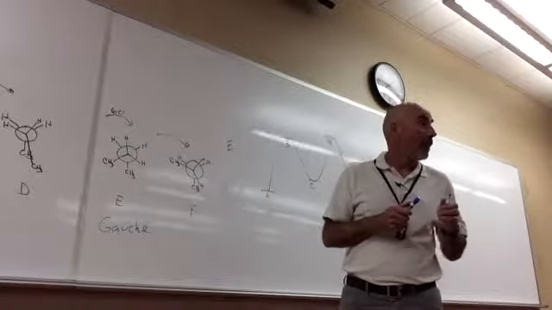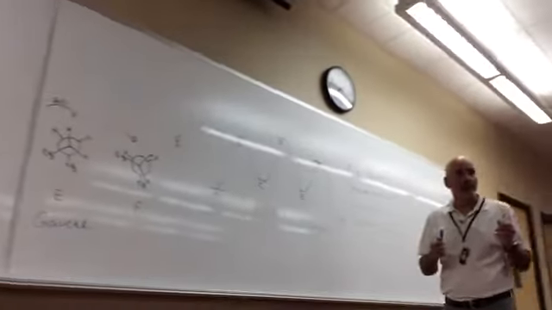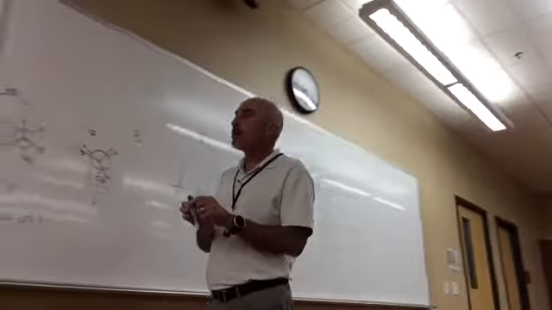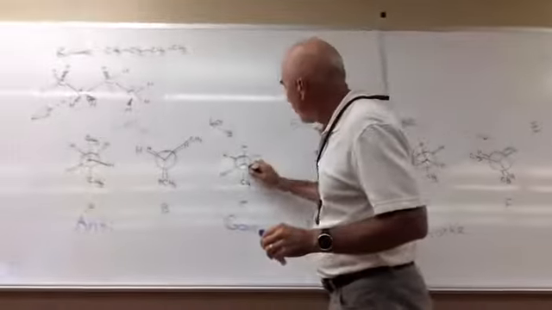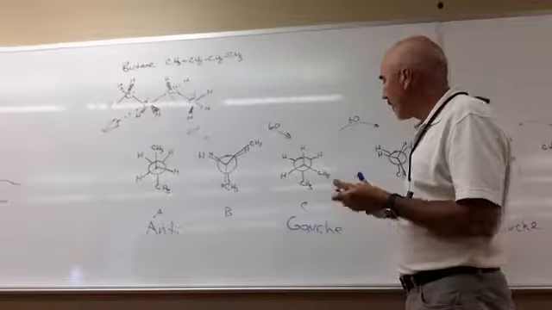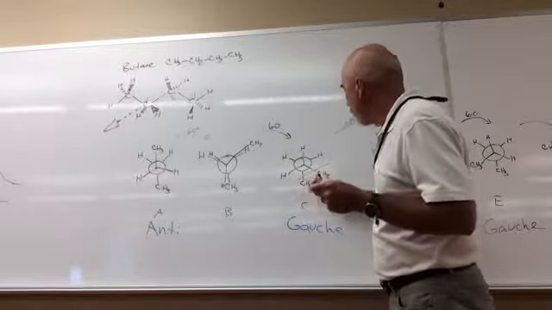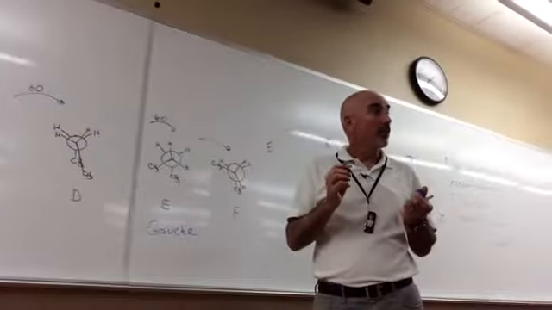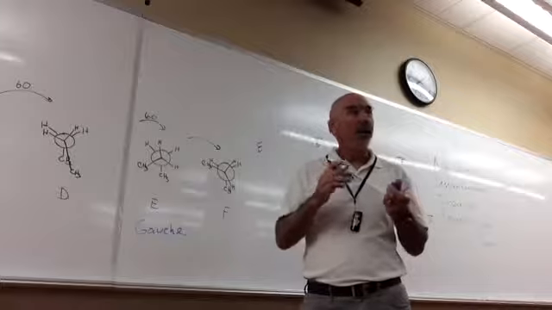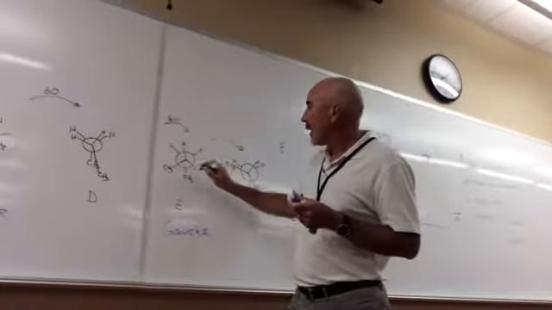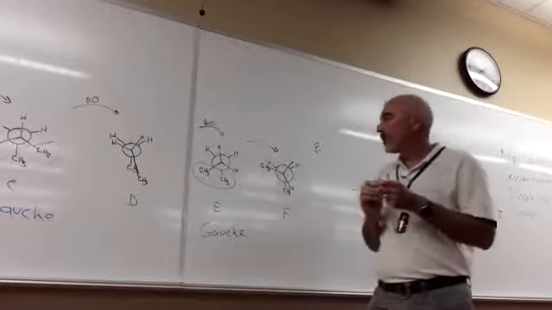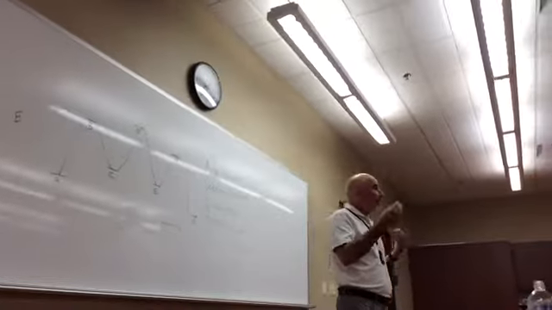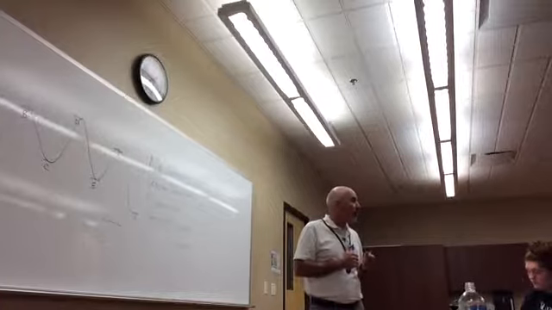But so here, this one is gauche as well. Okay? Well, you get gauche because of the relationship between these two methyl groups. So they're only for the staggered conformations. And here, those two methyl groups are not anti, and they're gauche. We say they're gauche to each other.